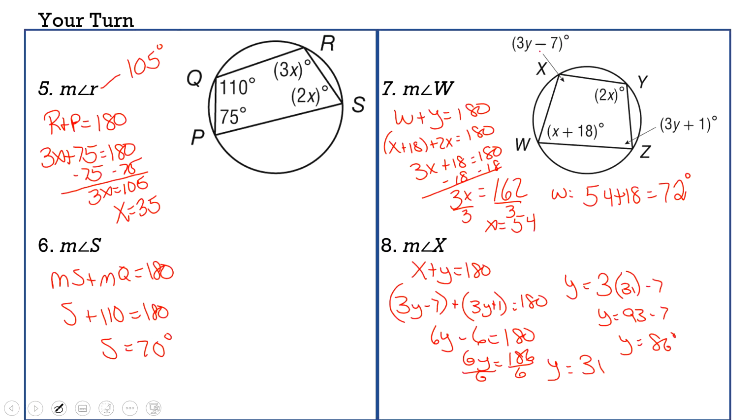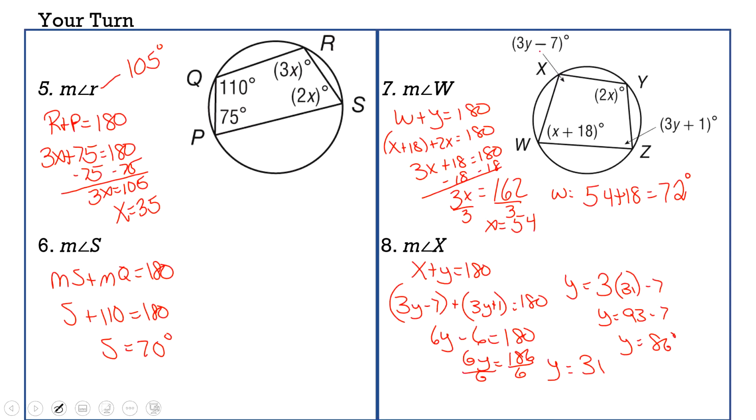For 7 and 8, now they've actually given us algebra for all the angle measures, equations. Now we actually have to solve for the variable. They wanted the measure of angle W. I look, angle W is supplementary with angle Y. So I plug in those equations: X plus 18 plus 2x is going to equal 180. Work it through, solve for x, and find that x is 54. Plug 54 back in, and I find out that angle W was 72 degrees.